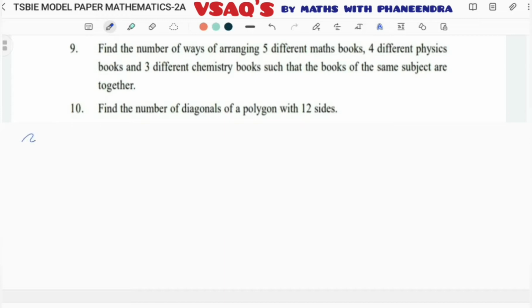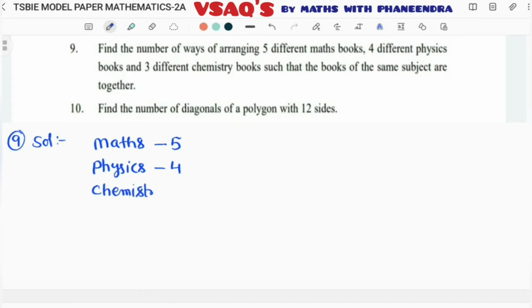So first, in the question number 9 solution, how many mathematics books are there? The number of maths books is 5. Next, physics. How many physics books are there? 4 different physics books are there. And chemistry, 3 chemistry books are there. So these are the sets of books.